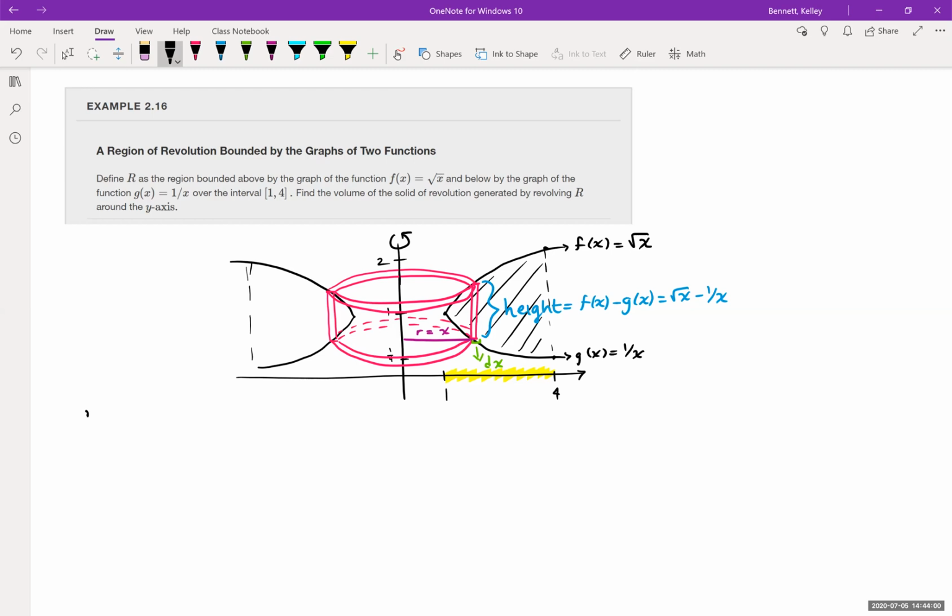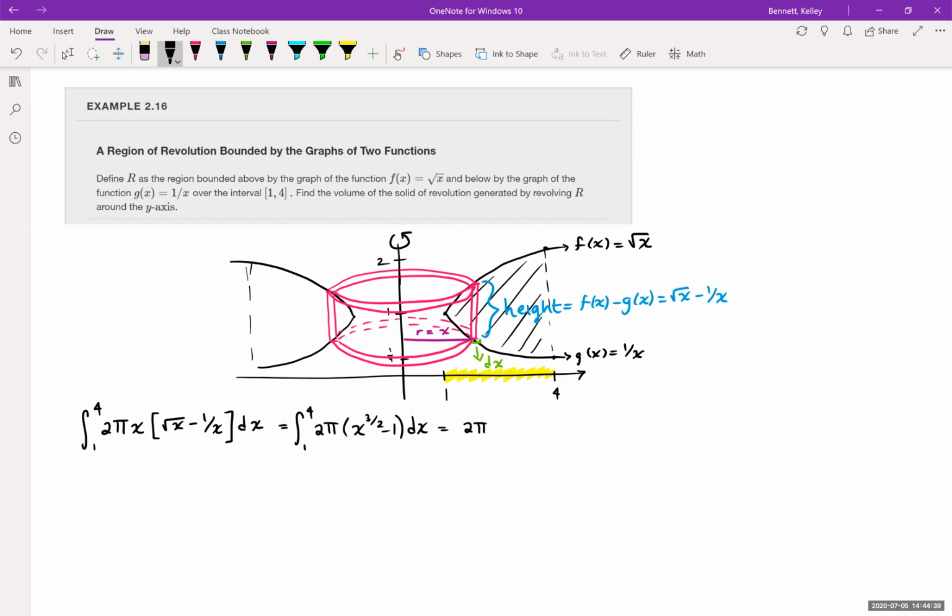So we're going to go ahead and go from 1 to 4 of our circumference, which is 2 pi times the radius. The radius was x. Then we're going to multiply that by our height, which was f of x minus g of x. So that's the square root of x minus 1 over x. And then we're going to finish it off with the width, which was dx. So now I can simplify my integrand, giving me 1 to 4, 2 pi, x to the 3 halves minus 1 dx, another straightforward integration.